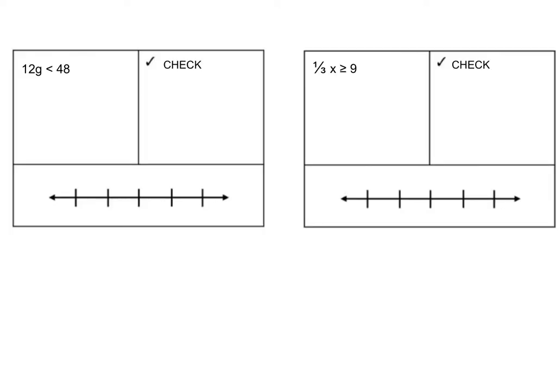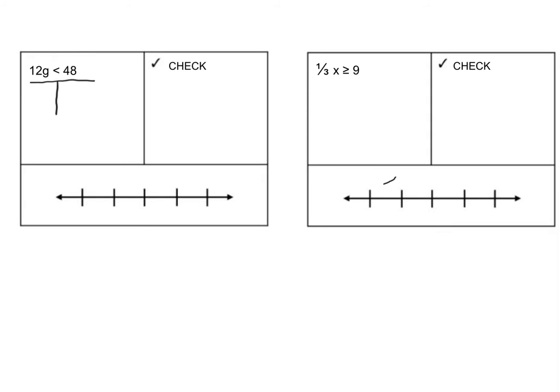So what we have here are 2 one-step inequalities, meaning you can solve these in one step. I'm going to solve the first one, and then I would like you to try to solve the second one without my help. So I'm still going to set up my t-diagram, and then I'm going to divide both sides by 12. What I come up with is g is less than 4.